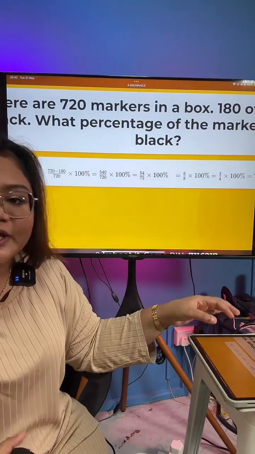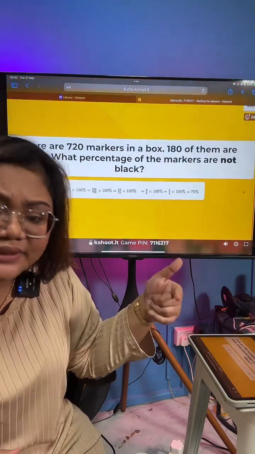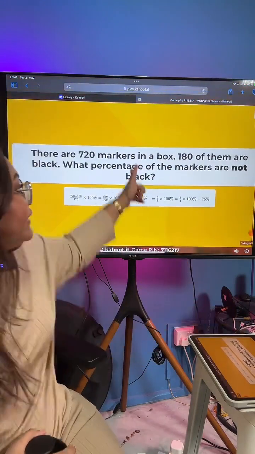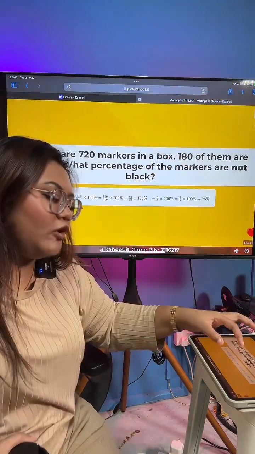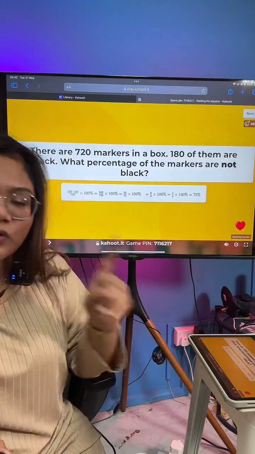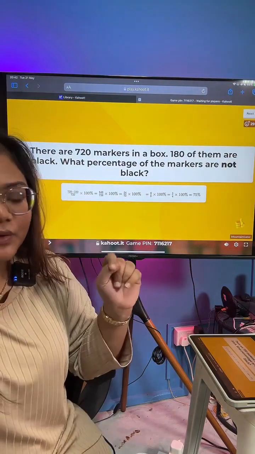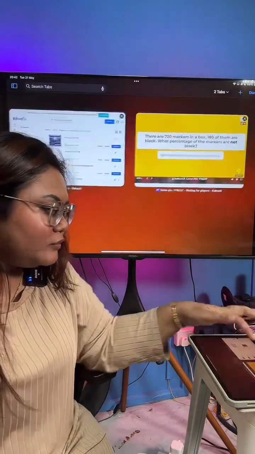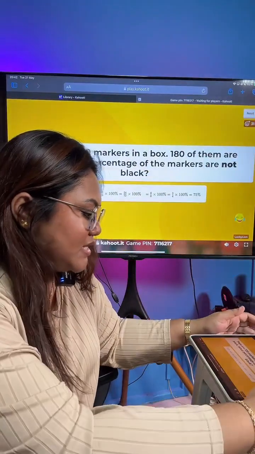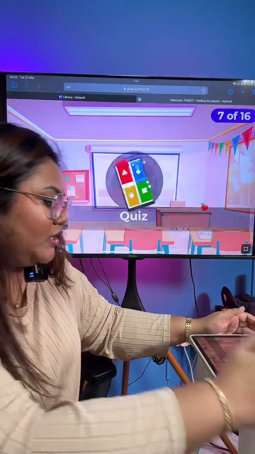Simplify only. If you are in P4, you still can guess, yeah, can. Because more than half are not black, and all the other options are less than half. So only one option is more than half. Okay? Alright, the correct answer is 75%. Let's move on. Next one.